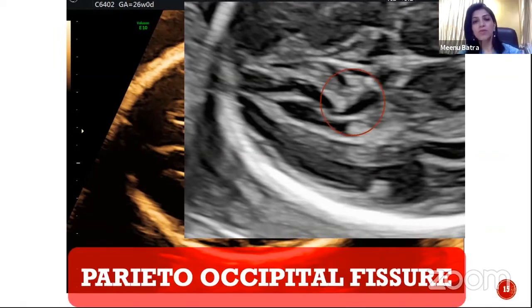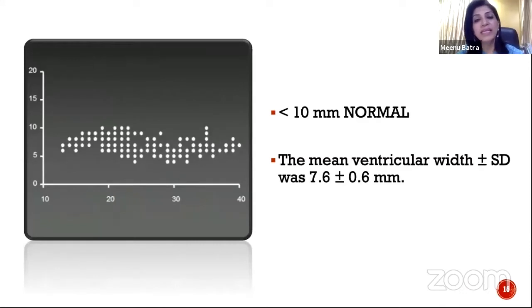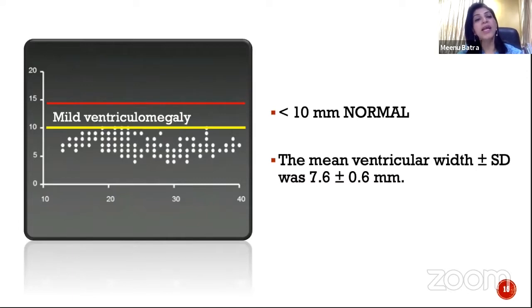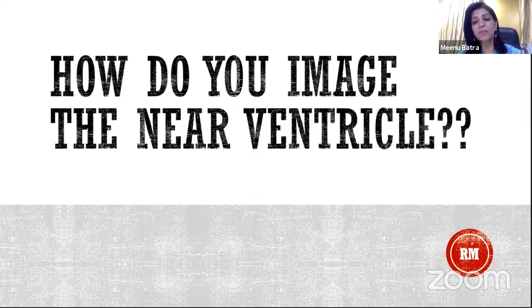So we all know that anything that is less than 10 millimeters is considered normal. Between 10 to 15, we use the terminology mild ventriculomegaly, which is what we used in our case. And anything that is more than 15 millimeters is termed severe ventriculomegaly.